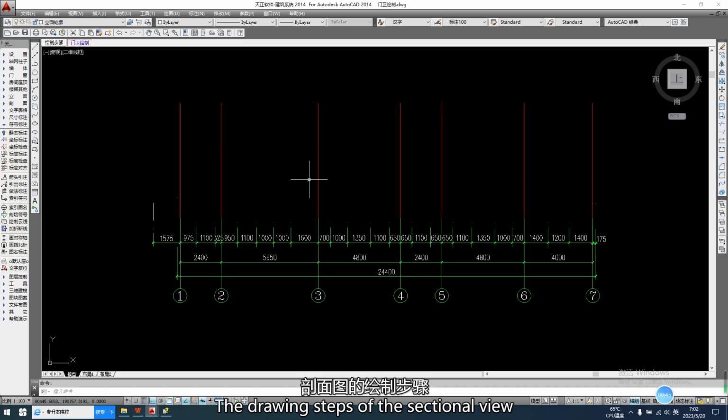The drawing steps of the sectional view are similar to those of the elevation, because the observation position of the elevation is to stand outside the building to observe the building, while for the sectional view, the observation position is moved indoors. In this way, compared with the elevation, the sectional view has one more content: the cutting plane.